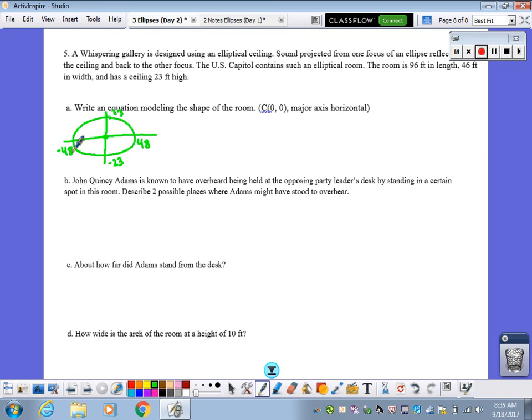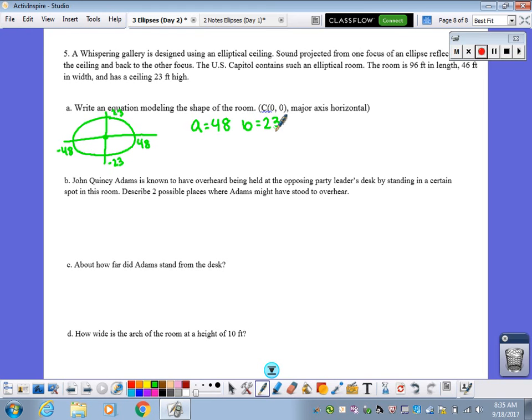So what that means now is our A is 48, our B is 23, and we know our center is 0, 0. So you're allowed to use a calculator on this part. This would be on the calculator section of your test.